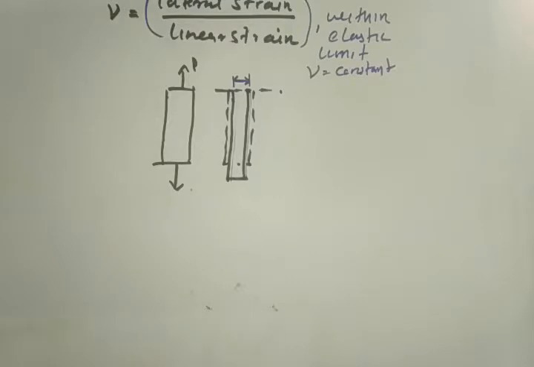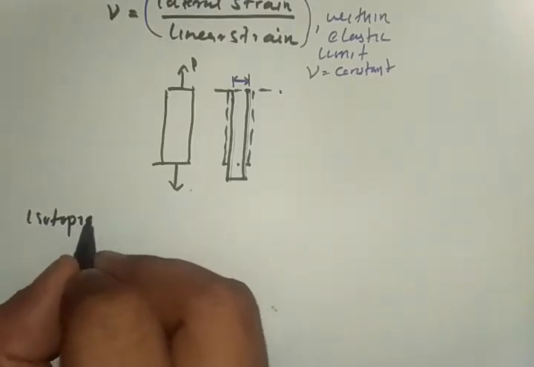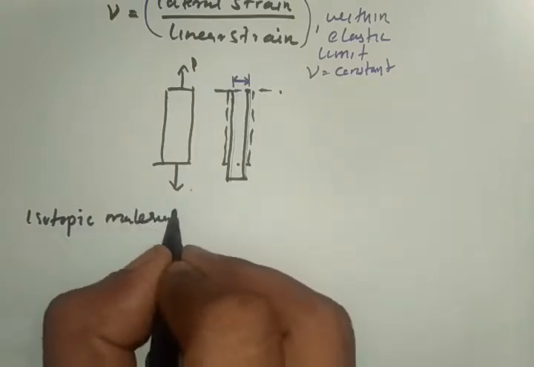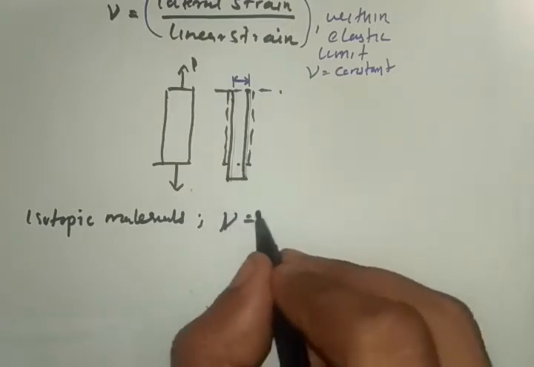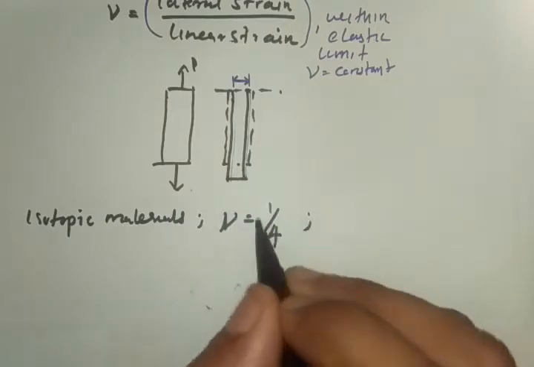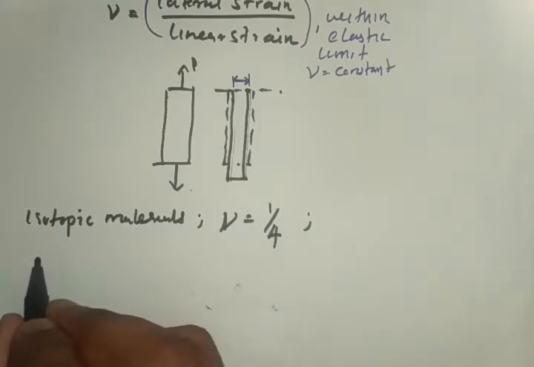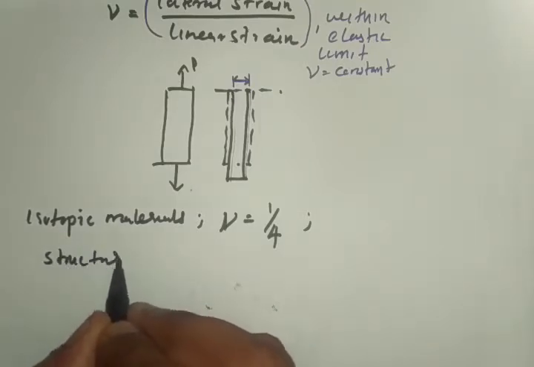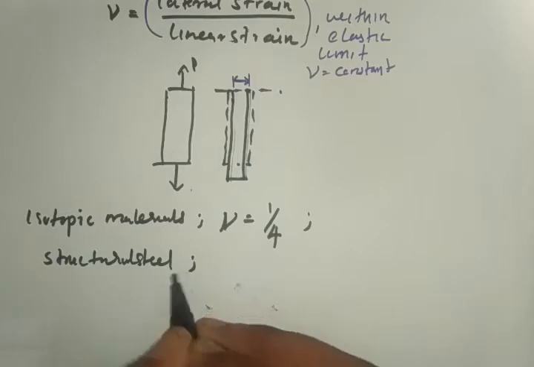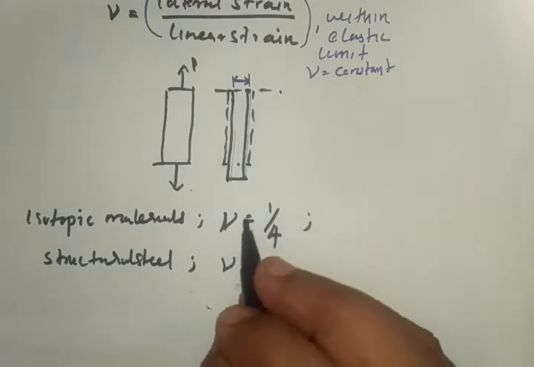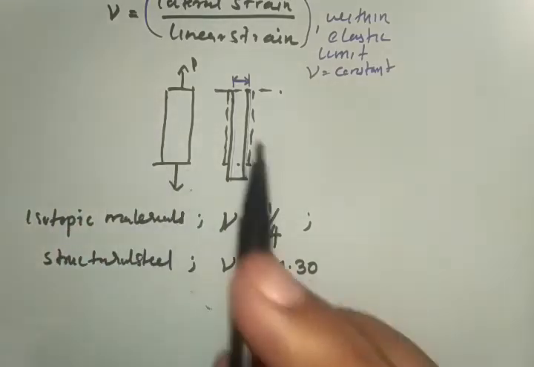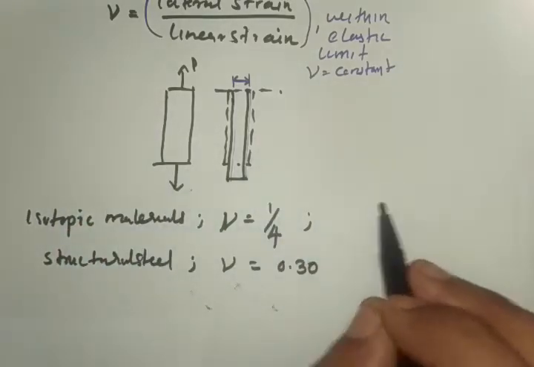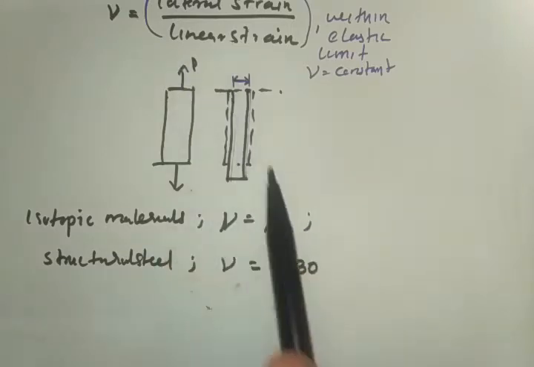In general, for isotropic materials, the nu value is generally taken as 1/4. For structural steel, this mu is taken as 0.30. And also note that this mu has no unit. This mu is also unitless.